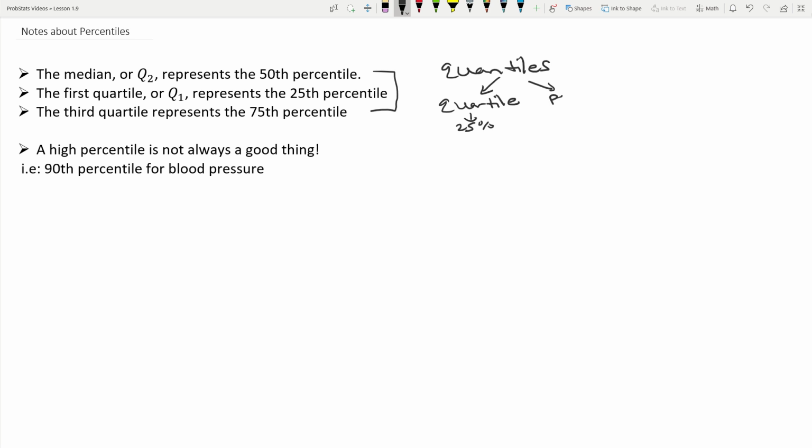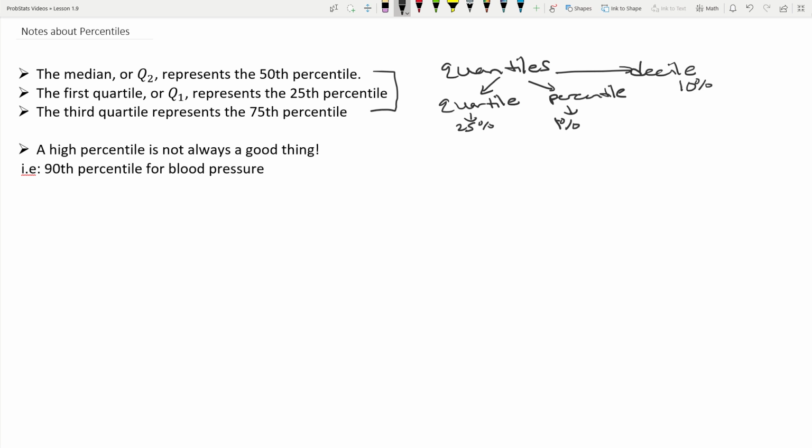Can be called a percentile. Percentile breaks things up into 100%, into percents of 1, so 1%. So there are 100 percentiles. There are 4 quartiles. There are also other types of quantiles, such as decile. Decile breaks things up into tens.